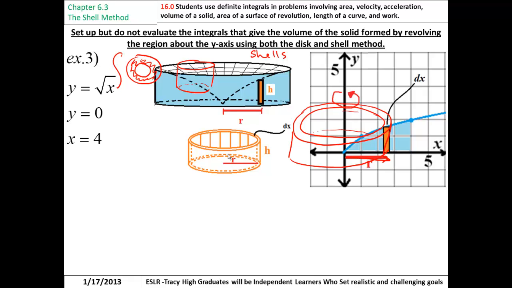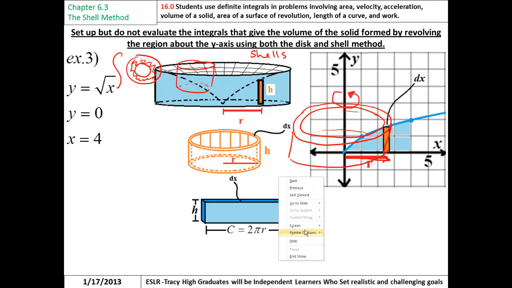Well, if we unroll this thing, imagine unrolling a piece of paper and then rolling it into a shell. Well, the height is however high the thing is. The length, this total distance around, is just the circumference of the circle, which is 2 pi r. And then its width is dx, which is a tiny, tiny piece of infinitesimally small x. So this is tiny x. And this is your tiny x bit here, your dx.